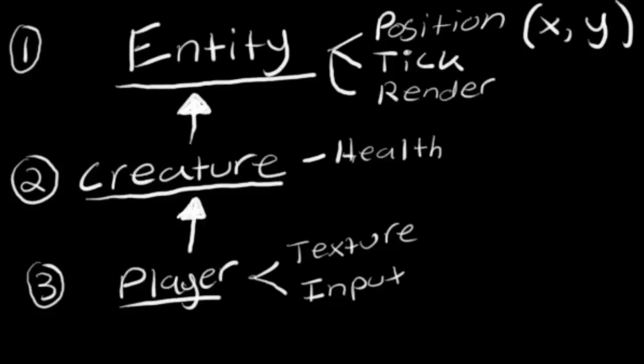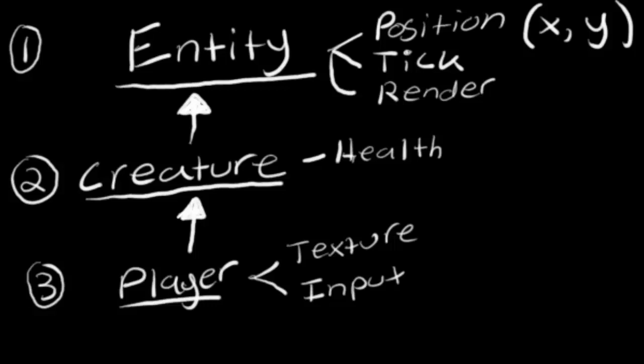So I real quickly recreated this diagram to provide a bit more information. We know that we have 3 classes that we need to make in order to get the player. We need an entity class, we need a creature class that extends the entity class, and we need our player class, which is going to extend the creature class.